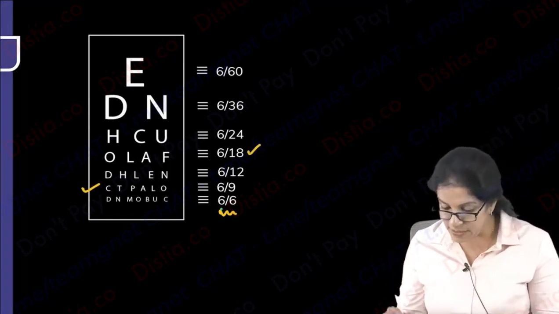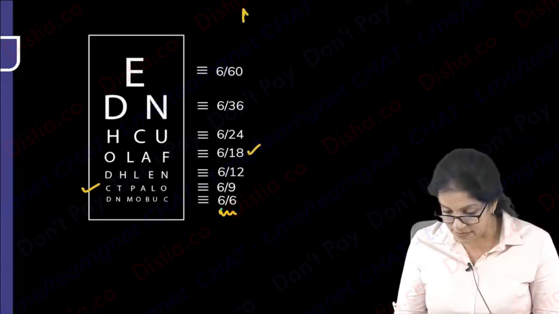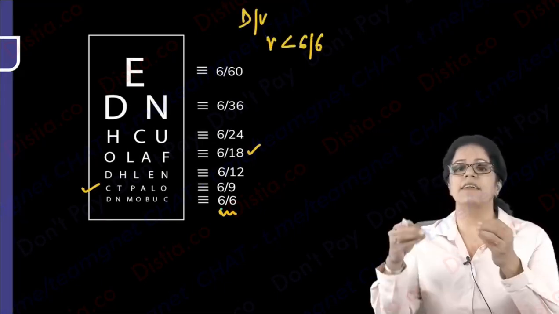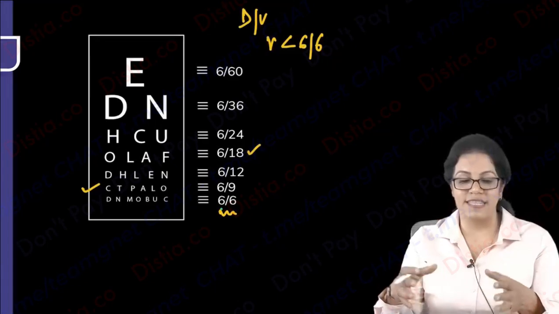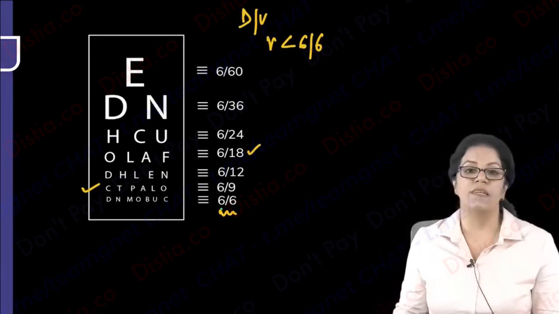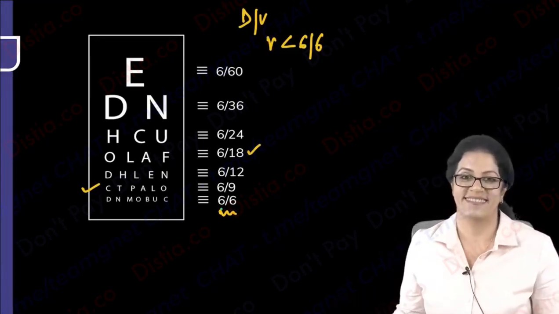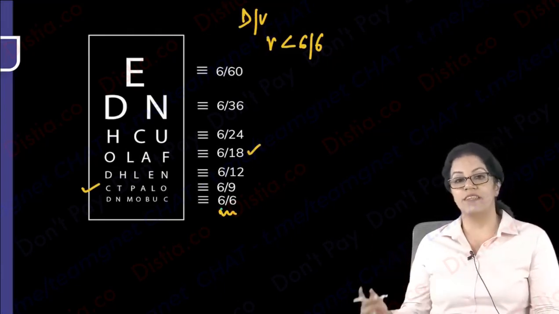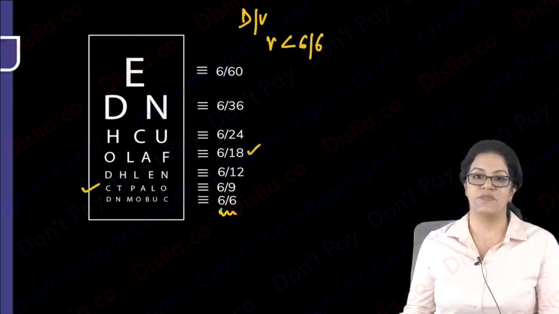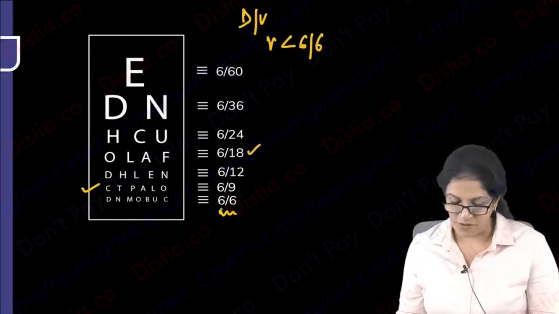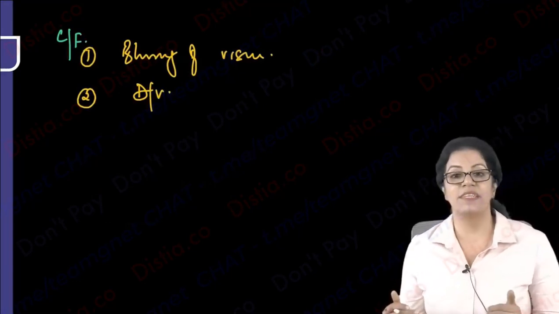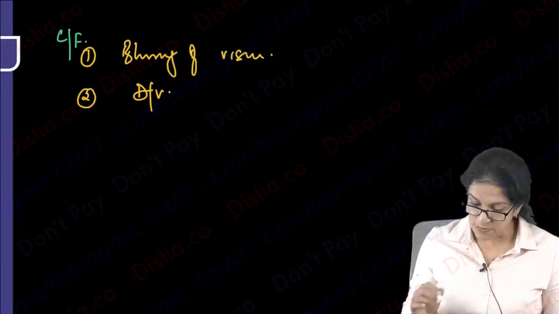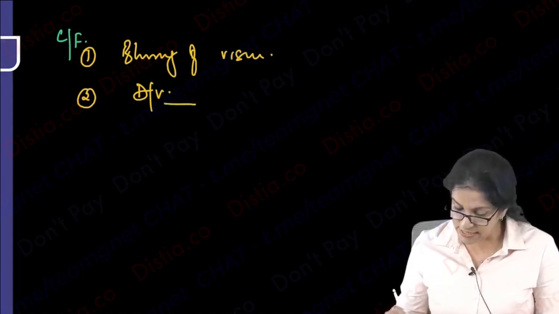Now when I say diminution of vision, it means vision of less than 6 by 6. Anything less than normal, it could be 6 by 9, 6 by 12, 6 by 18 and so on. Anything less than normal is diminution of vision. We are going to learn in the retina chapter about disturbance of vision later on. Anyway, we are saying there is diminution of vision where vision is less than 6 by 6. And what else did we learn in diminution of vision? Let's think one by one.